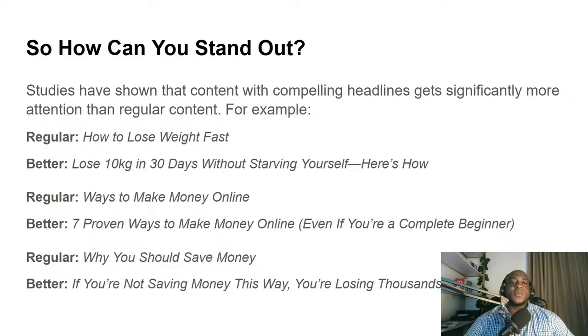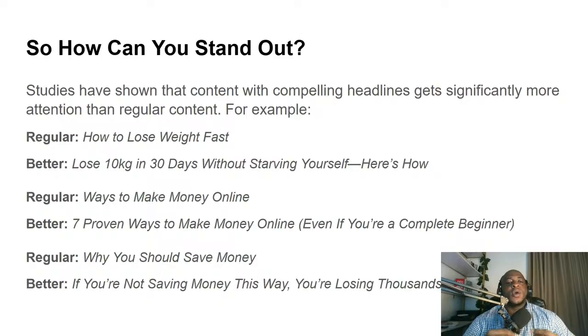For example, how to lose weight. How to lose weight very fast. This is just a generic kind of headline. But when you add context to it by saying something like, lose 10 kg in 30 days without starving yourself, here is how to do that. You understand? So this one is more elaborate. This one is more actionable.